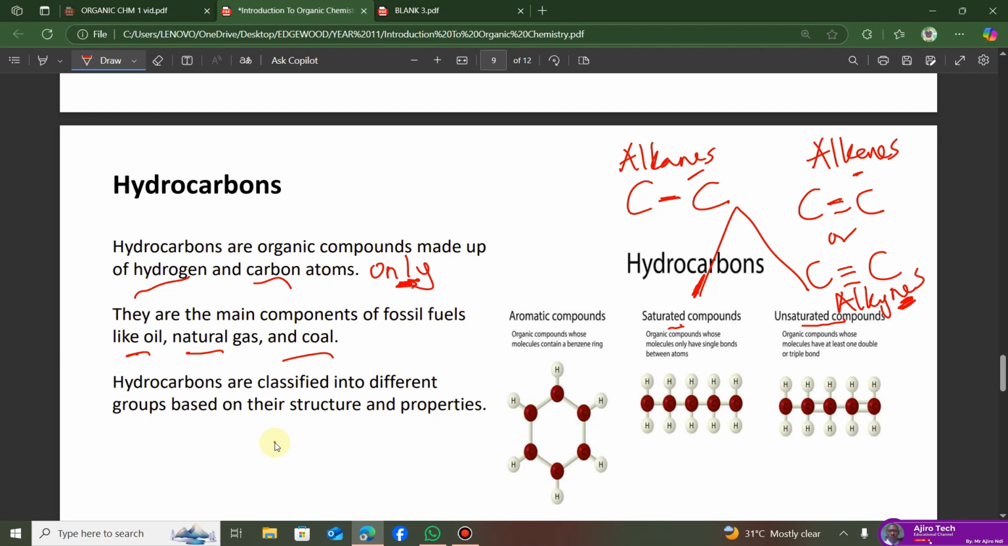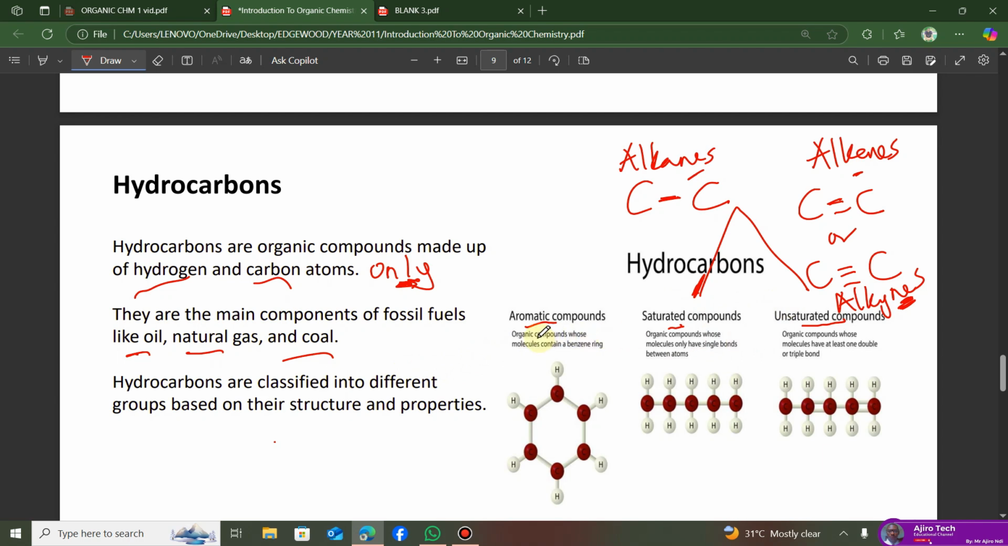I'm not going to talk about aromatic compounds because it is not in the syllabus. Aromatic compounds are also a different dimension or a different class of hydrocarbons. So now that we know what hydrocarbons are, we know the two classes of the hydrocarbons based on what the syllabus wants you to know.